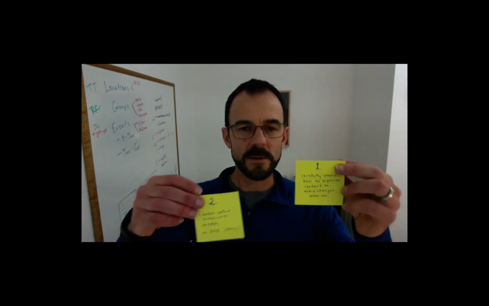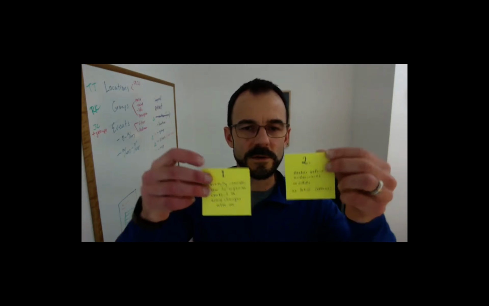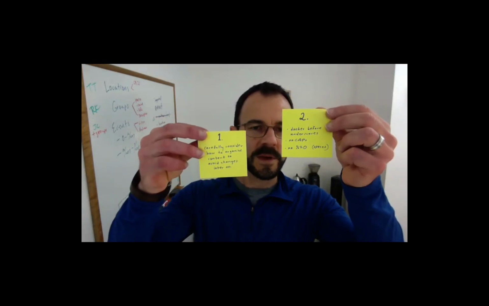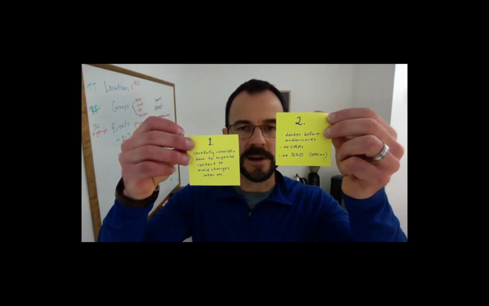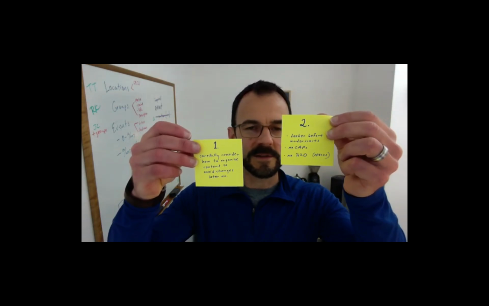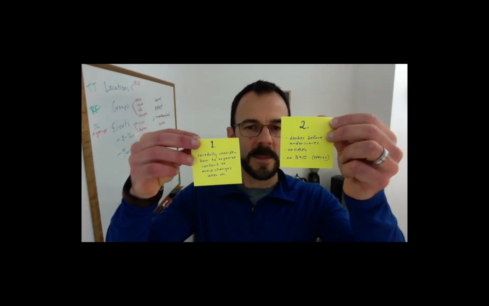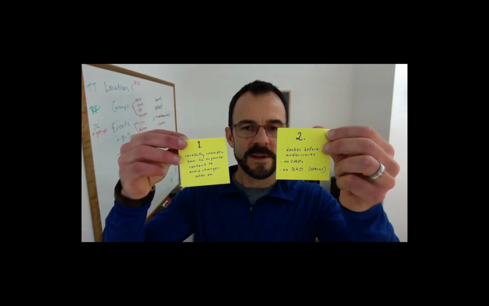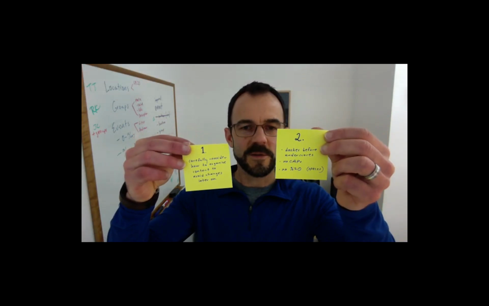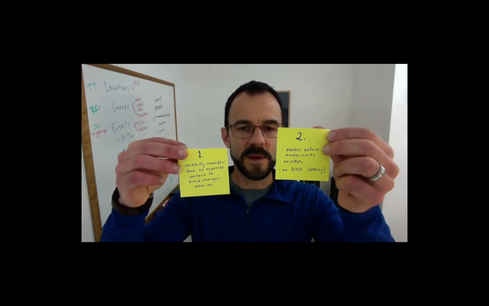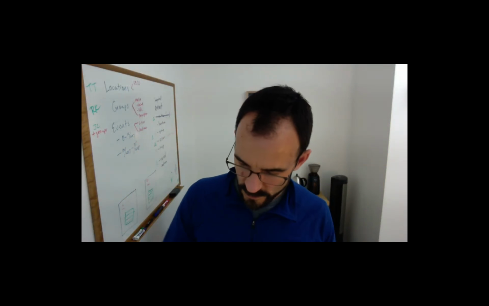So I'm going to hold these two up for another second. If I get this in the right order: 1, 2, 1, 2. Sure, let's do it like this. So 1, carefully consider how to organize content, so you don't have to change things later on or do redirects. And then 2, when you're actually naming things: dashes before underscores, no caps, and keep spaces out of the file name.